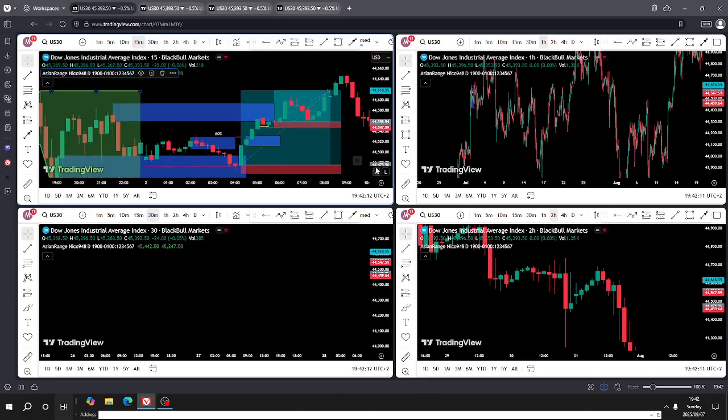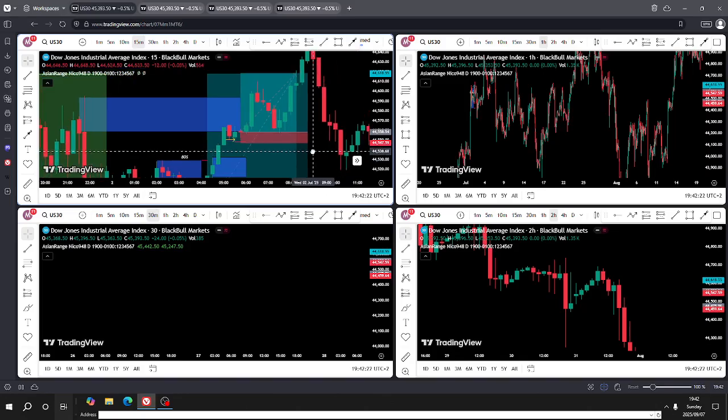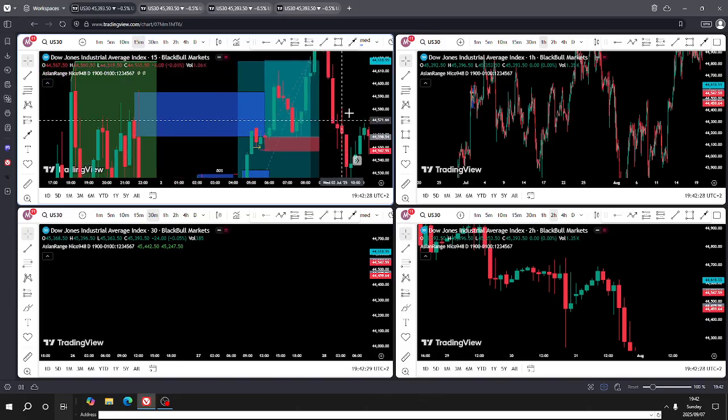Just take a look at what happened on the 15-minute. Okay, pin bar, lot of energy in the market. Pin bar, lot of energy in the market. You get it? But that pin bar must come at the right time, right? It must come where it's supposed to come.